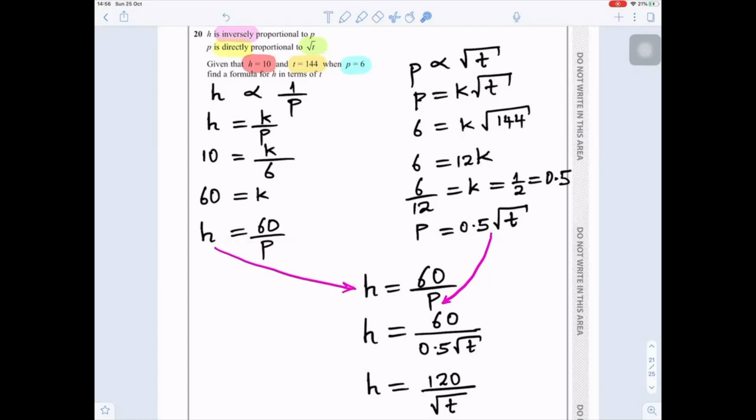Put these two together. Follow that pink line. H is equal to 60 divided by P. Instead of P, we replace it with 0.5 root T. So instead of P, we bring the 0.5 root T and replace it there. And then 60 divided by 0.5 is 120. So you can write H is equal to 120 divided by the square root of T.